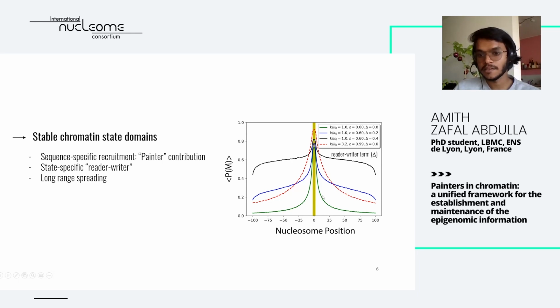If you look at the slope here, which goes like 1 by x, it indicates that we just have the sequence-specific process. When it is different and we start to see heavy tails, we expect some reader-writer component as well. Now we would like to relate this to some experiments and see if we can make experimental predictions.